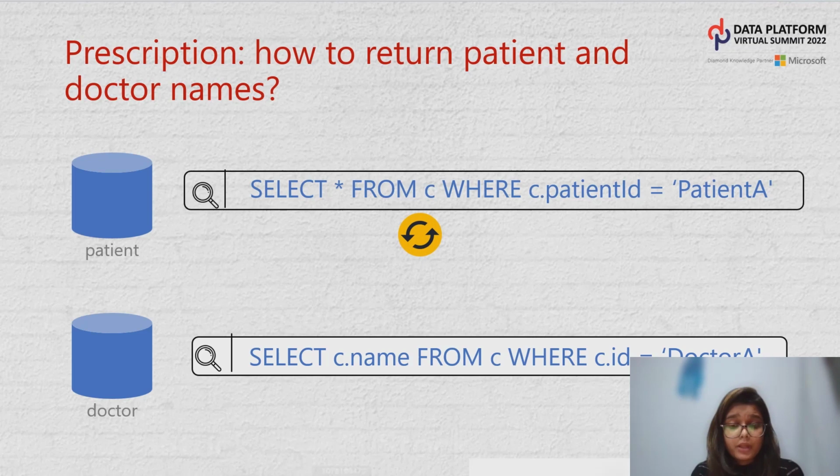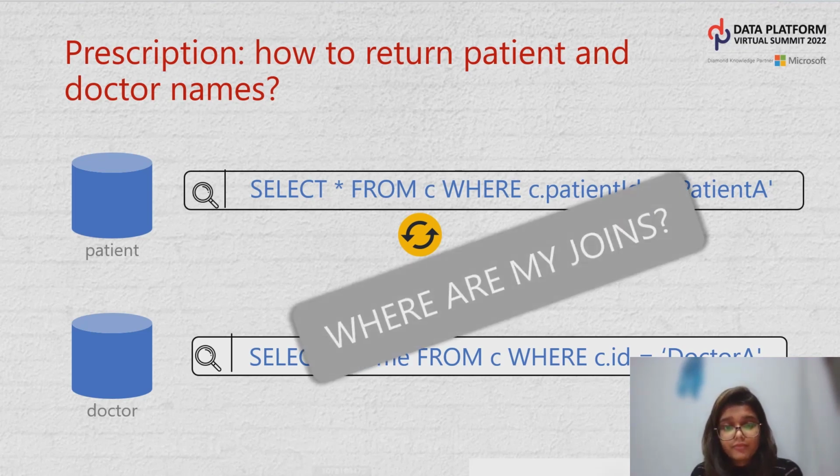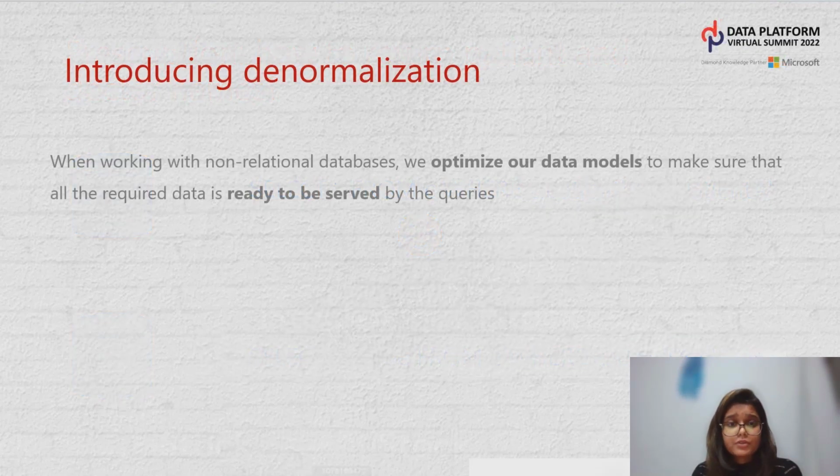This means that we are going to have 3 queries for single operations, which is pretty bad compared to a relational workload, because in a relational workload we could join these three tables together and get the result in one single query. Now you're wondering, where are my joins? In order to overcome this shortcoming, we introduce denormalization in non-relational workloads.